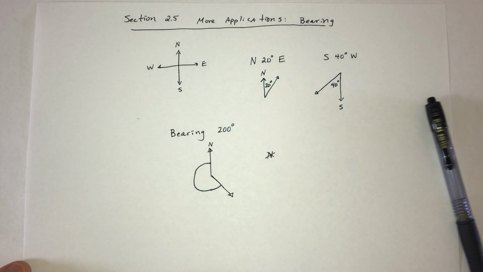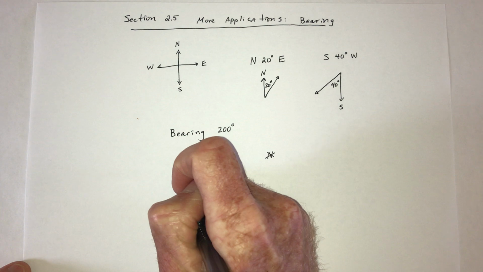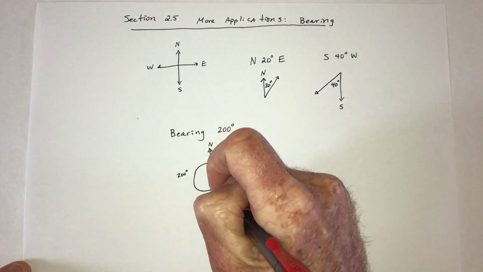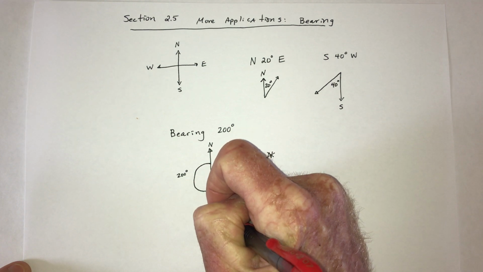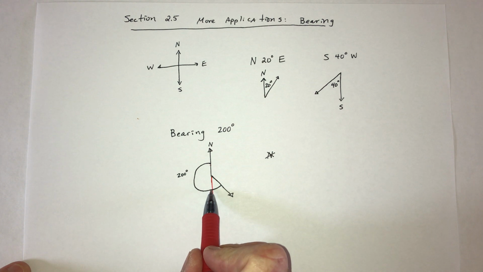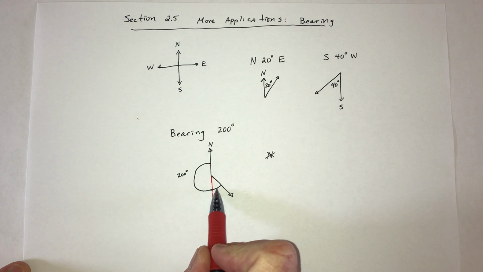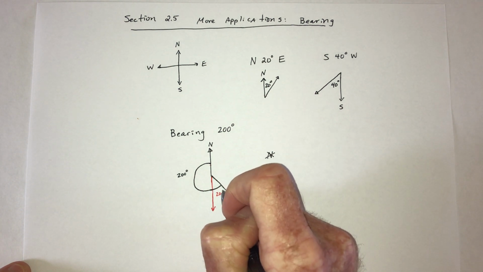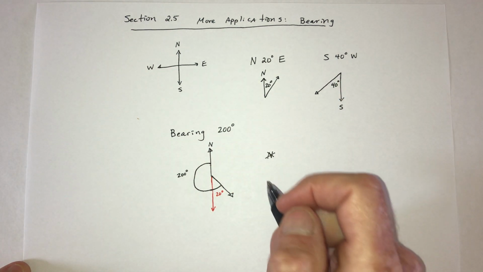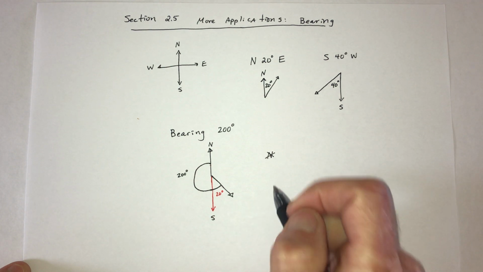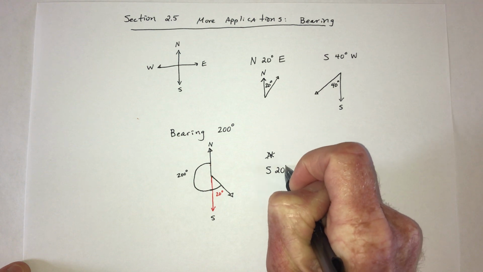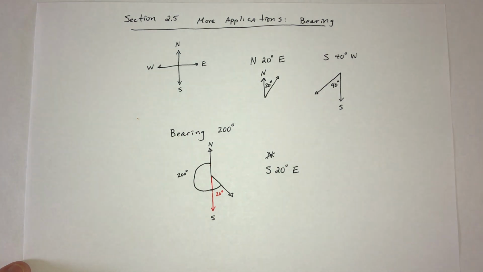So instead what I could do is, I forgot to write the 200 degrees on this. So instead what I could do is say, this is going to be the south line, and from here to the red line is 180. So that means what's left right here is 20 degrees. So if I were going to say it in this method, then this would be the south. So this would be from the south, go 20 degrees towards the east.